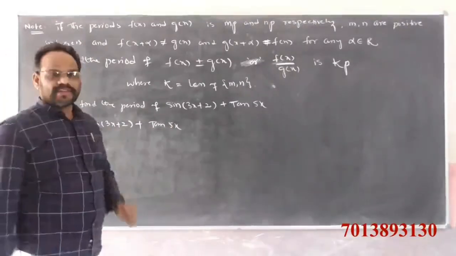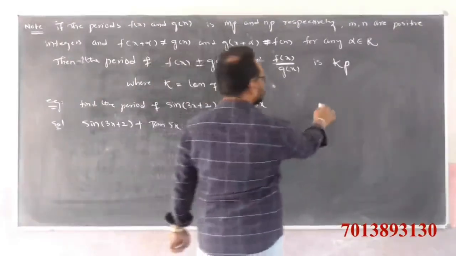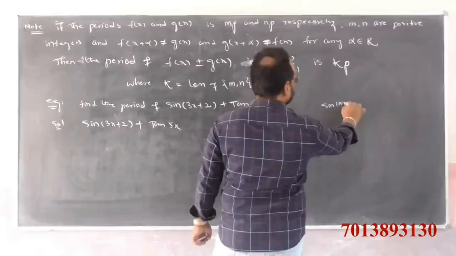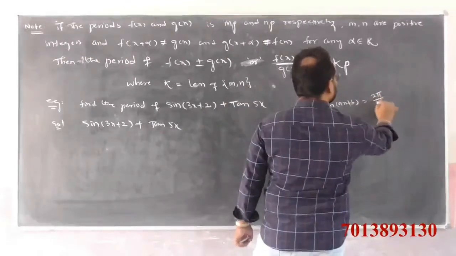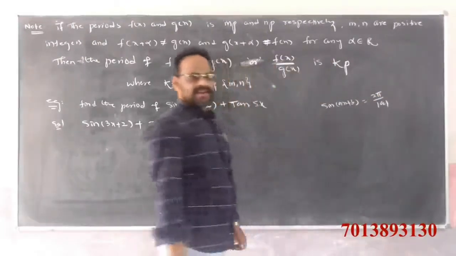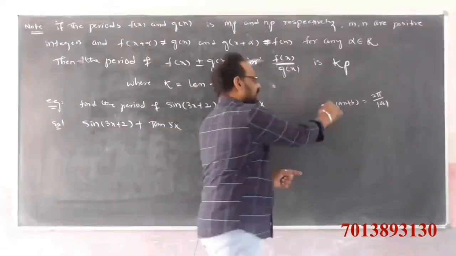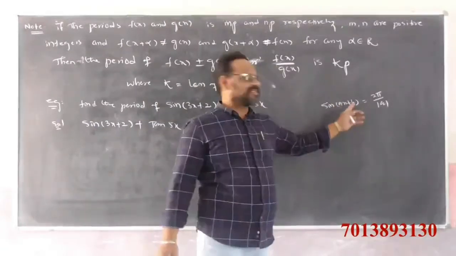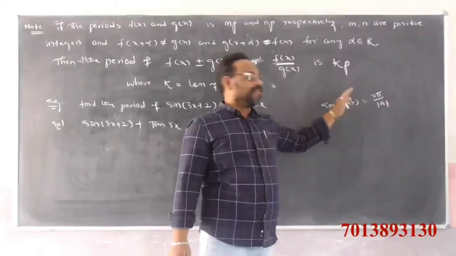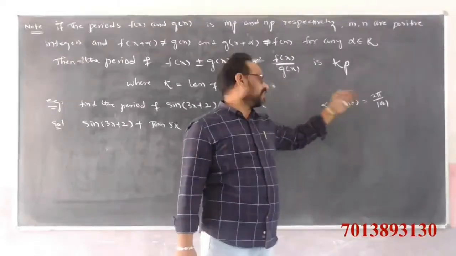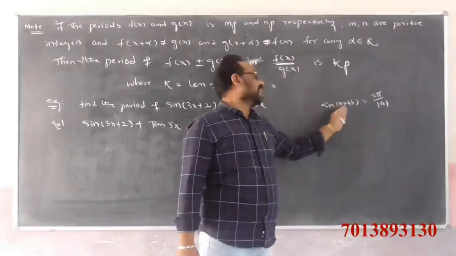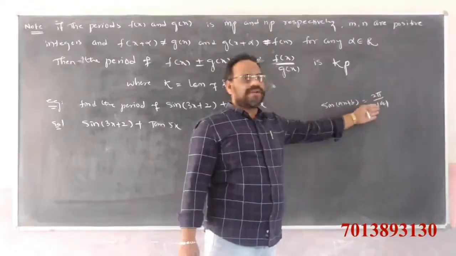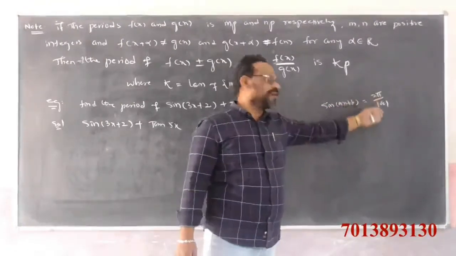Already we know that the period of sin ax plus b is equal to 2 pi by mod a. For sin ax or sin ax plus b, whether the constant is present or absent is not at all important. The coefficient of x is very, very important. So the period of sin ax or sin ax plus b is 2 pi by mod a.